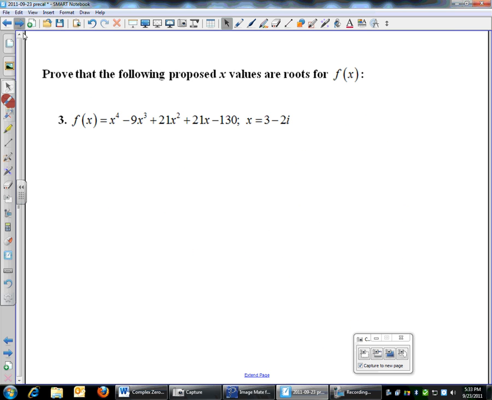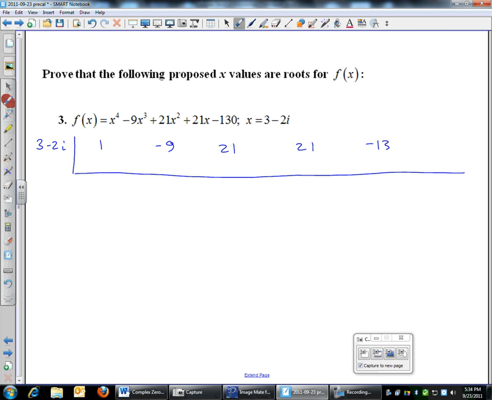Now, the place where it gets really fuzzy is when you have something like 3 minus 2i as a root. This is going to take a little bit of space, but I'm going to show you a little trick on the calculators that can help you. And 84s and 89s both do this. But we're going to do the exact same thing, 3 minus 2i, synthetically into that big function. I'm going to leave a little bit of space because I think it's going to need some space. So 1, negative 9, 21x squared, 21x, negative 130. Now, negative 130 scares me, but I'm hoping this will clean up very nicely.